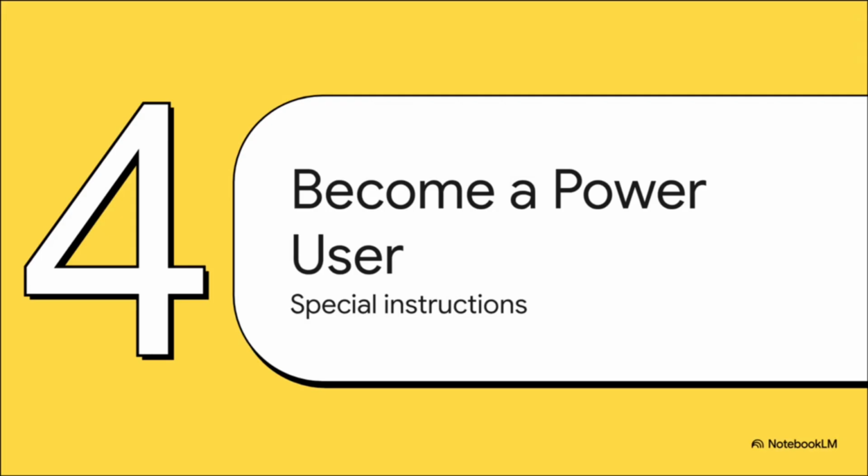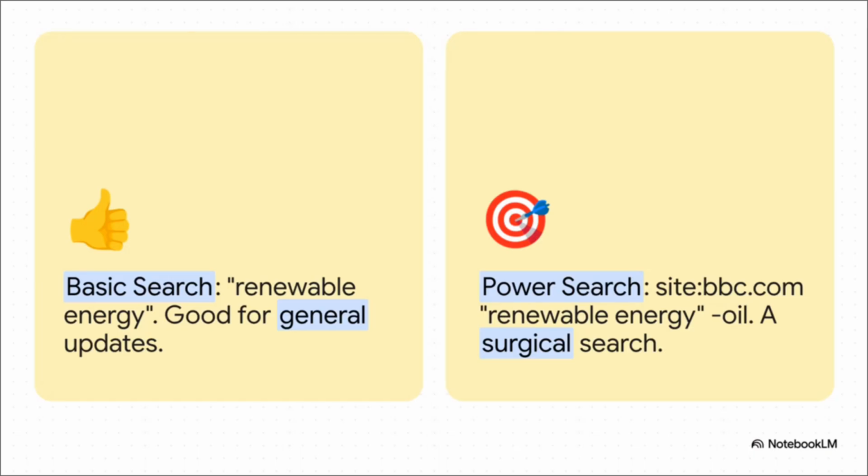Now, if you're ready to take this whole thing to the next level, we're going to look at how to give your assistant some very special instructions. These are advanced commands that let you create unbelievably precise alerts. Just take a look at the difference here. The basic search for renewable energy, that's good, but the power search, that's surgical. By adding site:bbc.com, you're telling Google to only search on the BBC's website. And by adding that little minus sign before oil, you're telling it to ignore any article that mentions the word oil. See? You get exactly what you want and nothing you don't.